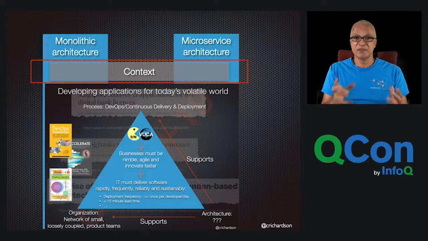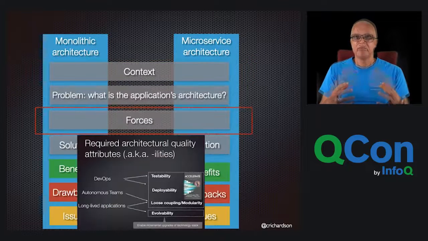IT needs to be structured as a loosely coupled network of small teams practicing DevOps. This has big implications for architecture. In order for a network of small, autonomous DevOps teams to deliver software rapidly, frequently, and reliably and sustainably, you need an architecture with several key qualities.